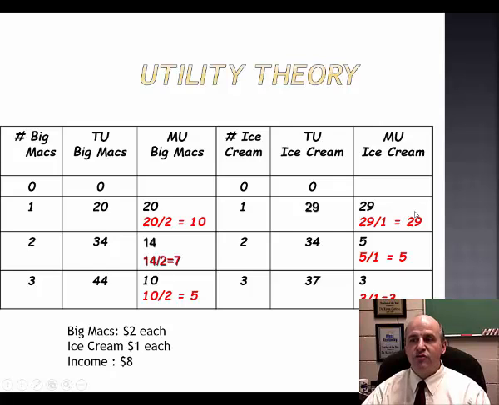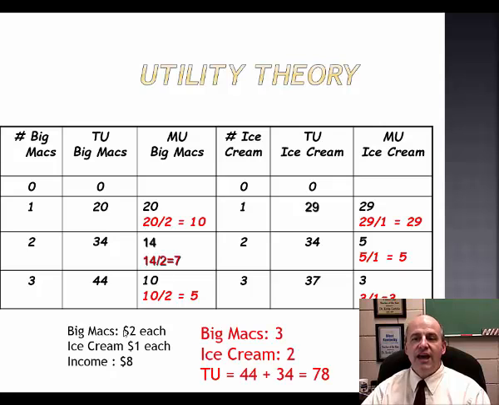However, for ice cream, I get 29 units of satisfaction for every dollar I spend. So really I ought to consume my first ice cream before I consume my first Big Mac, because I'm getting more satisfaction for every dollar from the first ice cream cone than I am from the first Big Mac. But remember, I have a total of $8 to spend, so I can actually consume more than one ice cream cone and Big Mac. So I find the point at which the marginal utility to price ratios are equal to each other. And that occurs at 3 Big Macs and 2 ice cream cones.